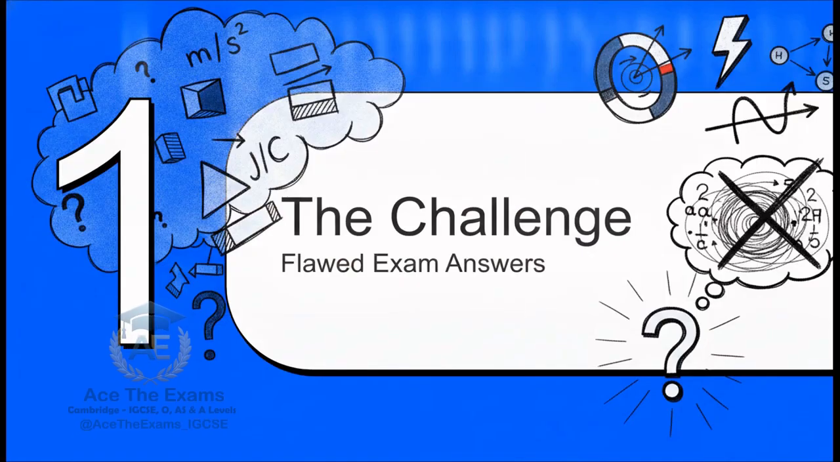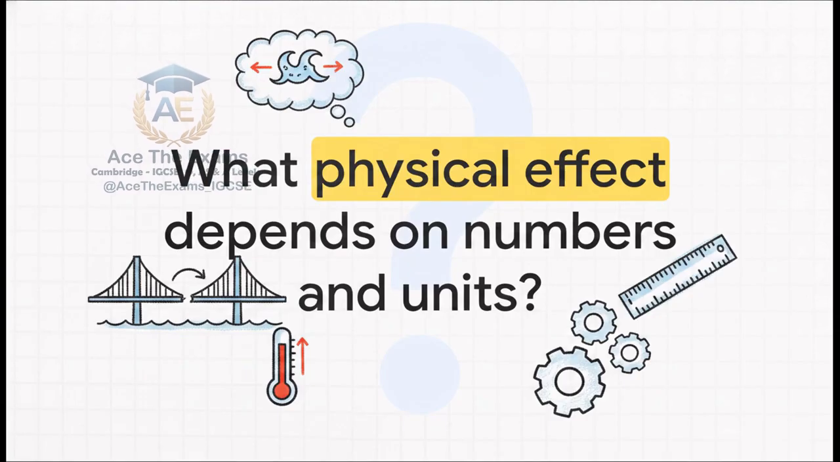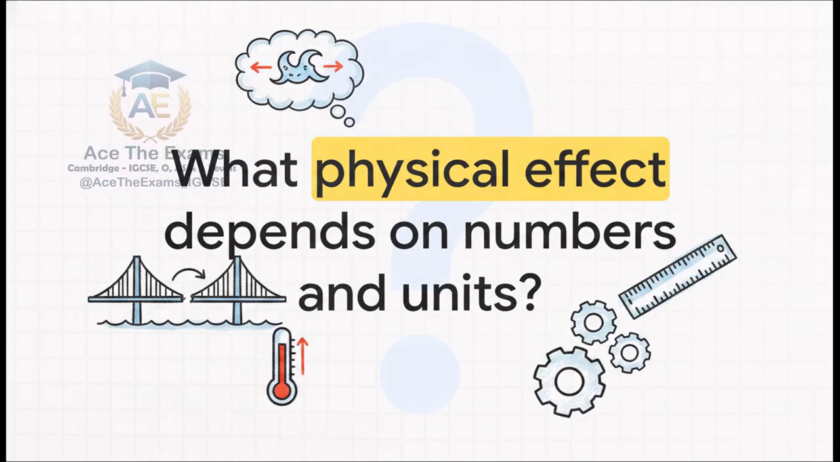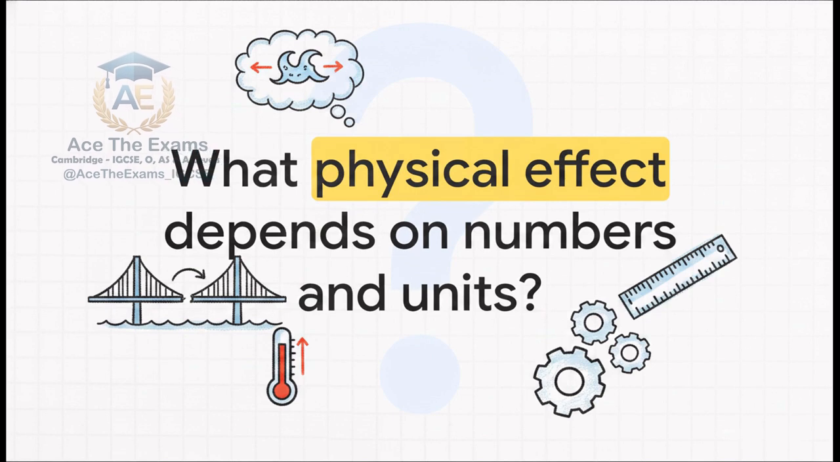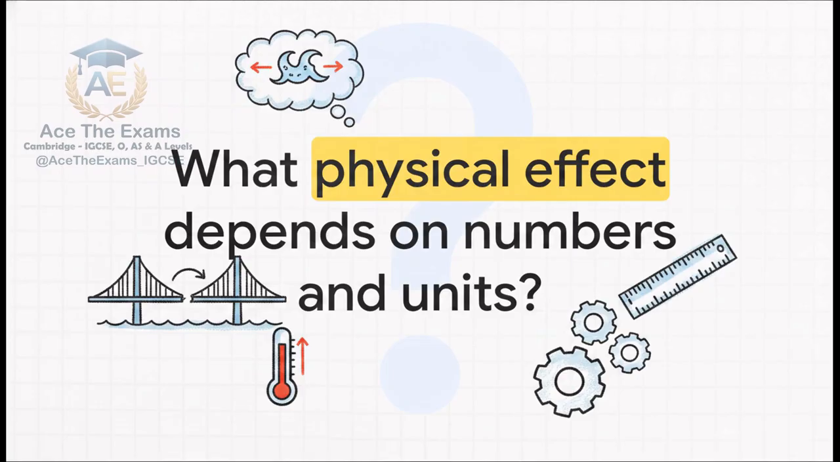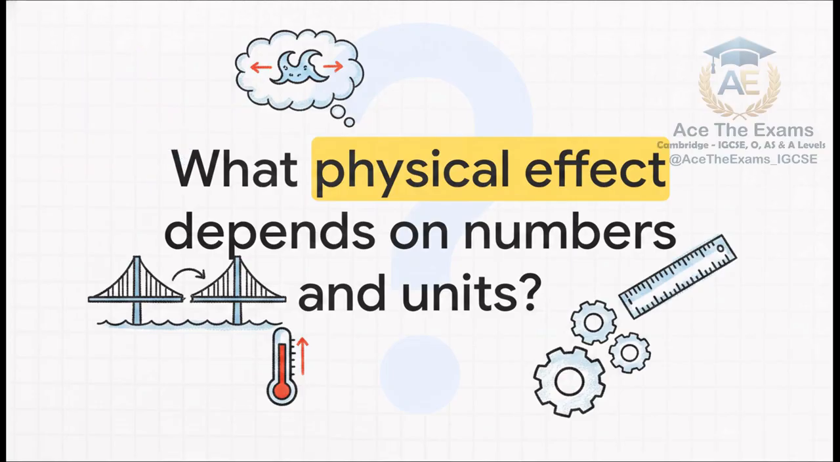Section 1. The challenge. Flawed exam answers. Let's start with a very real challenge. In the Cambridge exams, you're constantly presented with these scenarios that require super precise numbers and units to solve. But here's the biggest mistake students make, and you might be doing this too, treating numbers and units as just decorative elements. Just those annoying little letters and symbols you tack on to the end of an answer purely because your teacher told you to.